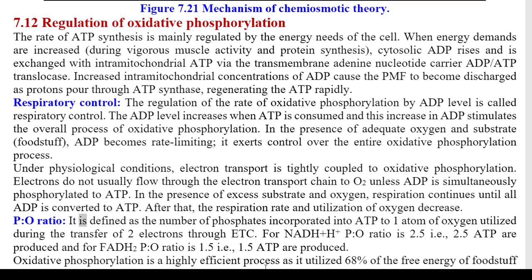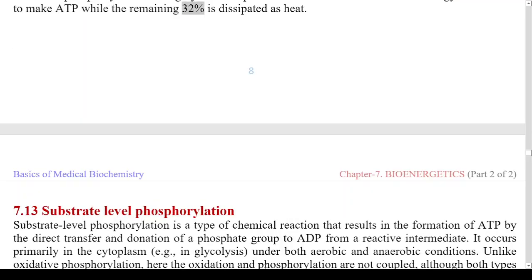P/O ratio is defined as the number of phosphates incorporated into ATP per atom of oxygen utilized during the transfer of 2 electrons through ETC. For NADH plus H plus the P/O ratio is 2.5, i.e., 2.5 ATP are produced, and for FADH2 the P/O ratio is 1.5, i.e., 1.5 ATP are produced. Oxidative phosphorylation is a highly efficient process as it utilizes 68% of the free energy of foodstuff to make ATP, while the remaining 32% is dissipated as heat.